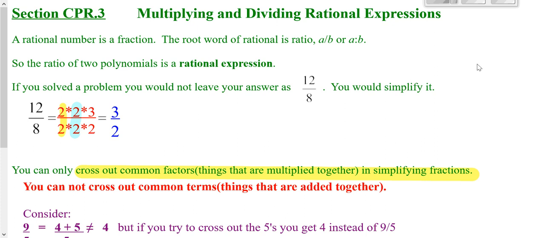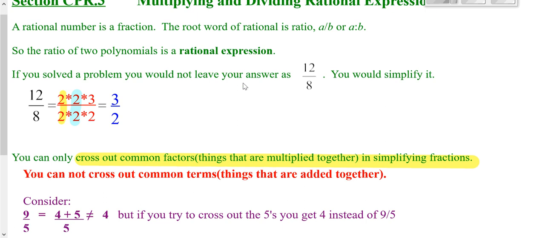Well, today we're going to take a look at multiplying and dividing rational expressions. In other words, we're going to be multiplying and dividing fractions. A lot of these problems will have variables in them, so there will be algebraic fractions. Rational, once again, is a fraction. The root word of rational is ratio, so two things being compared to each other.